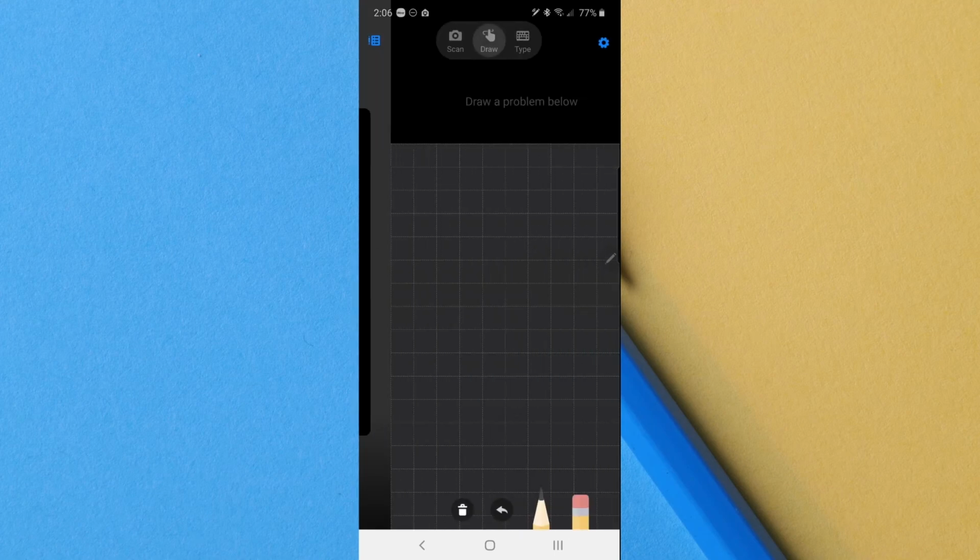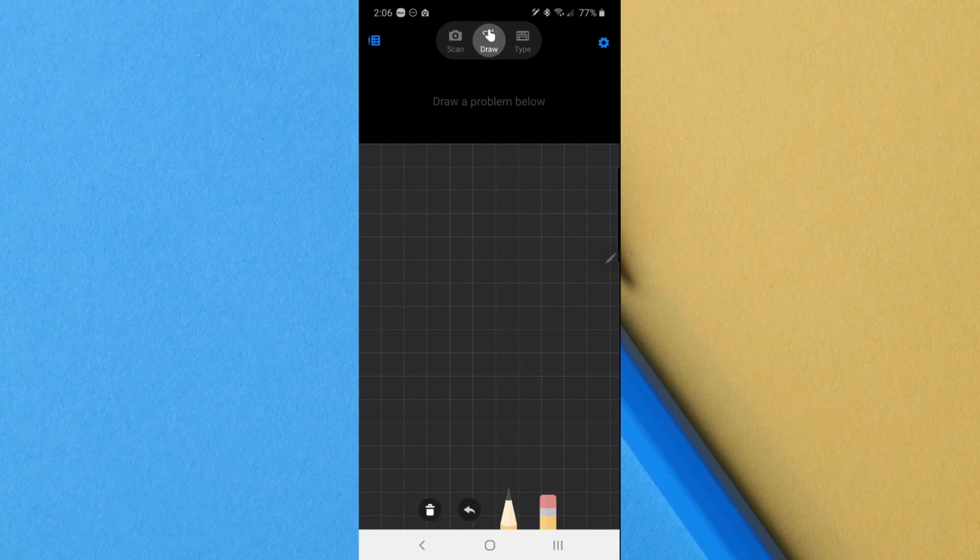It works really well. Yeah, it's pretty dope. I'm wowed that this kind of thing is free now. It's free on the Play Store. You can download it right now. It's called Microsoft Math.